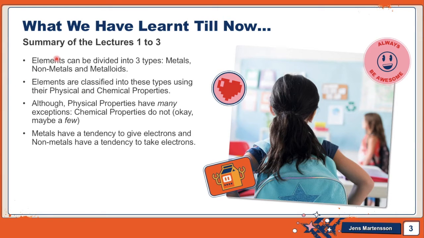Let's see what we have learned till now before we head into the main topic of the video. Elements can be divided into 3 types: metals, non-metals, and metalloids. Elements are classified into these types using their physical and chemical properties. Although physical properties have many exceptions, chemical properties do not. Okay, there maybe are a few. Metals and non-metals are mostly divided by their tendency to gain or lose electrons. Metals have a tendency to give electrons, while non-metals have a tendency to take electrons.